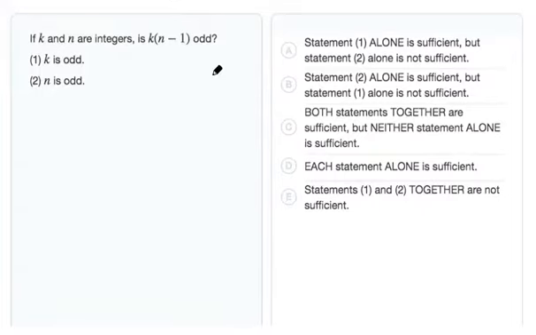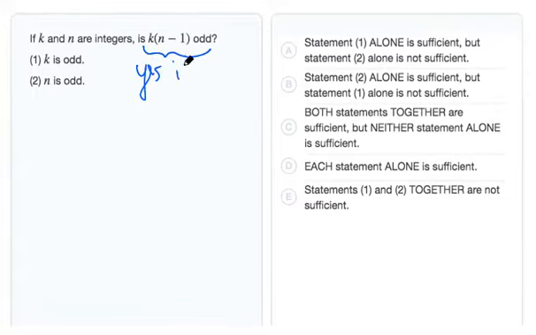Before we take a look at each statement, we want to recall the properties of what it means for a product of numbers to be even or odd. For a product to be odd, each factor in the product has to be odd. If one of the factors is even, the product is going to be even. So to answer the question, is this product odd?